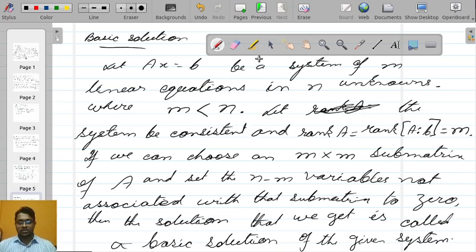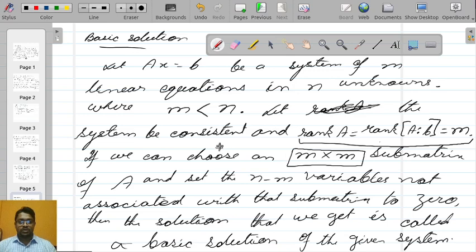We will see some examples, because unless we do the examples, it's not clear. So why have we taken rank A equal to rank AB equal to m only? Why not less than m? If the rank is less than m, then we can never find an m by m submatrix of A that is non-singular.